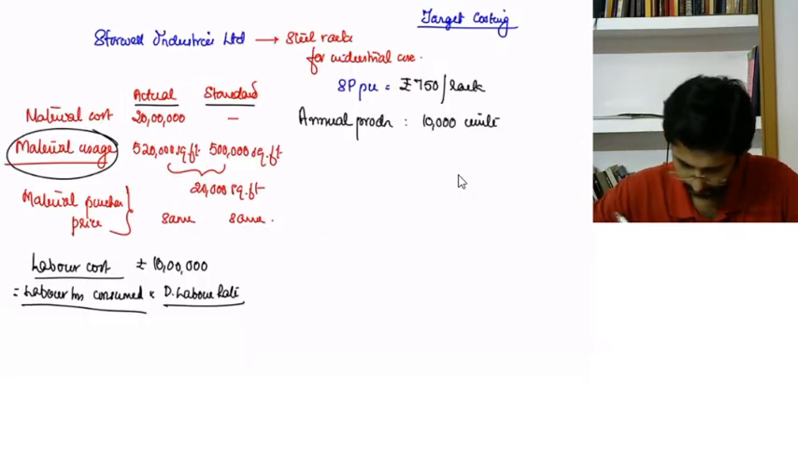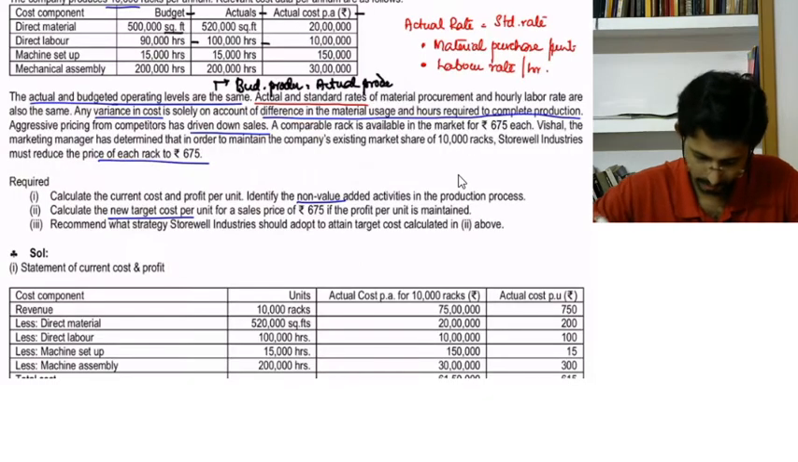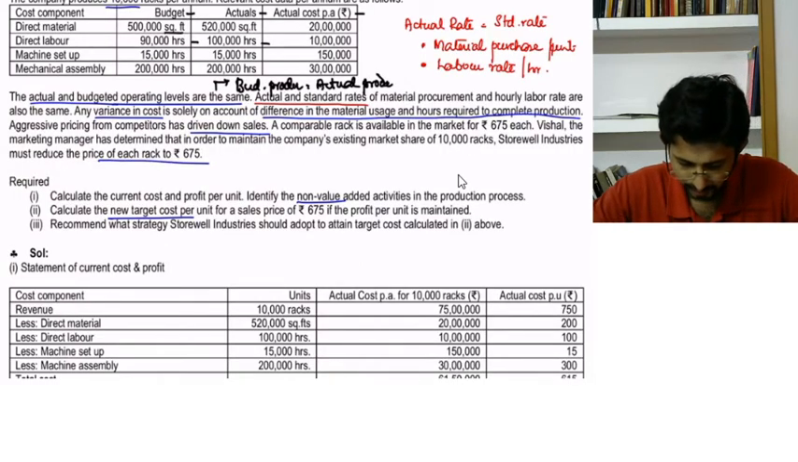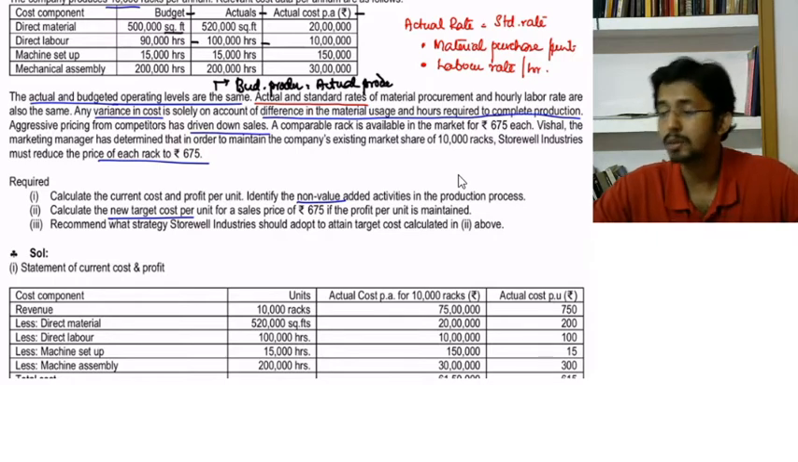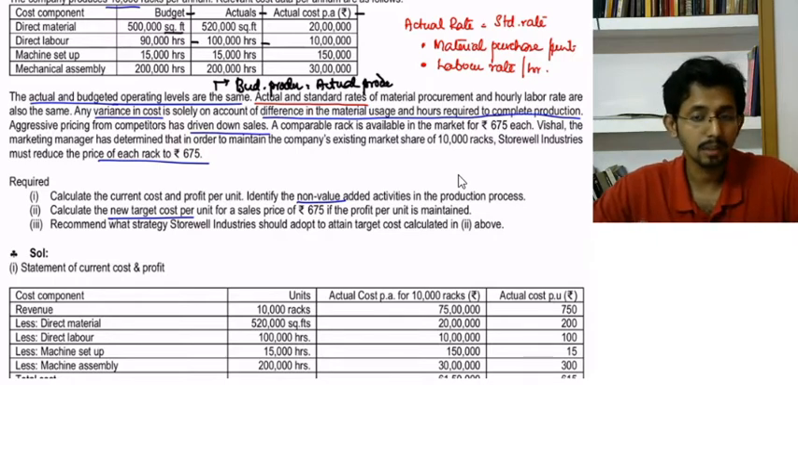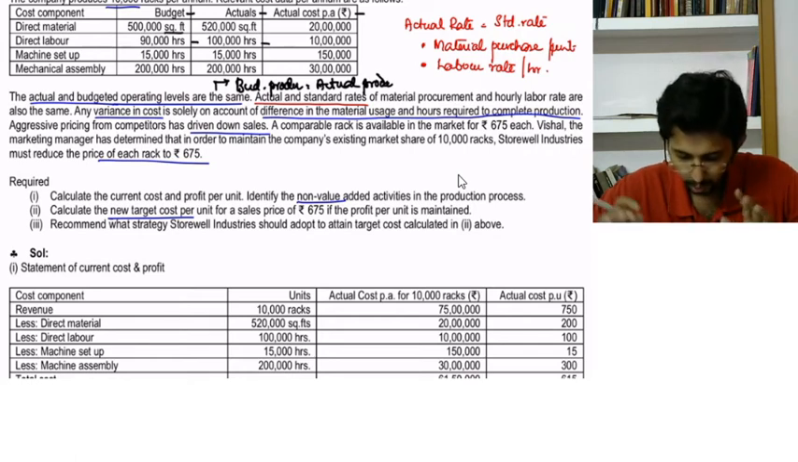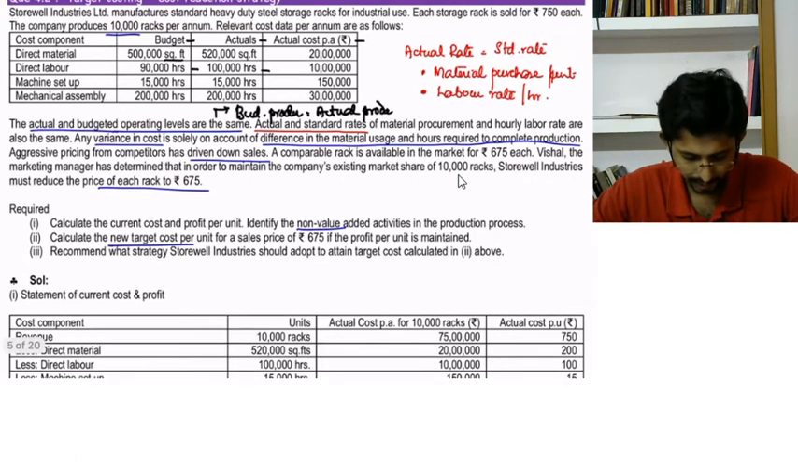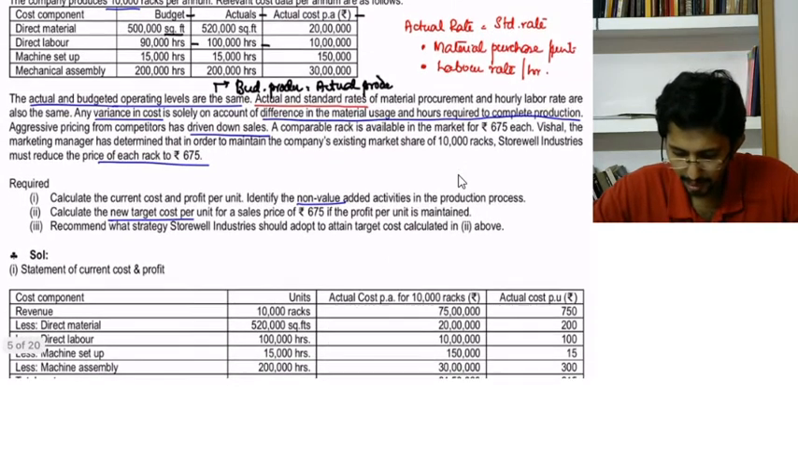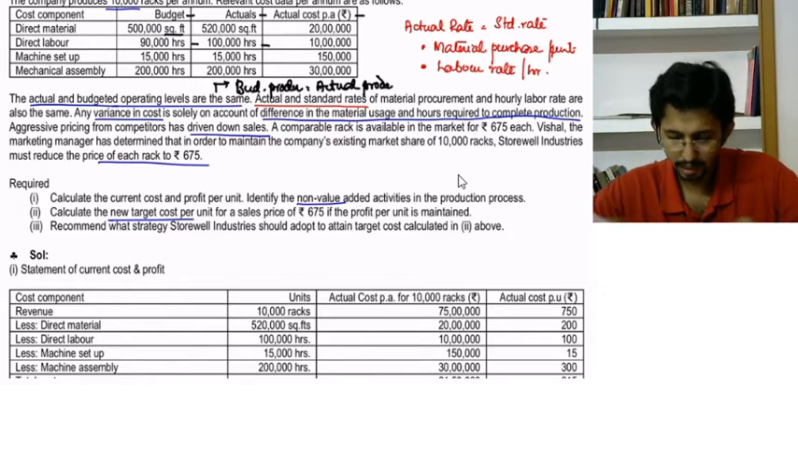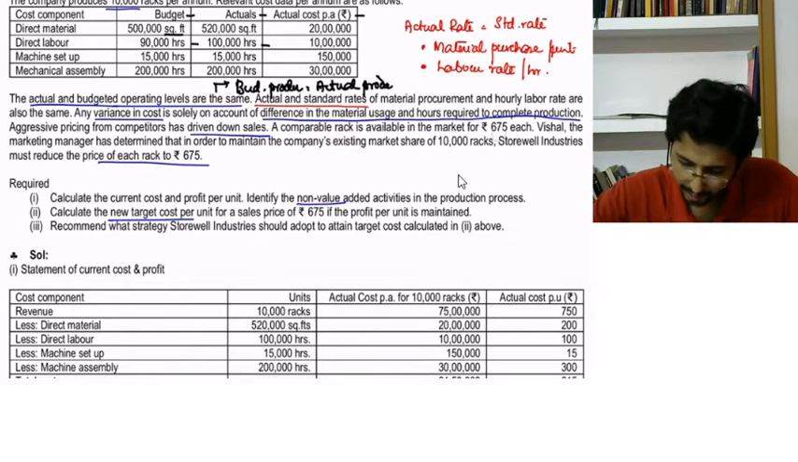Okay, now this is okay. Then any variance in cost is only on account of difference in material usage and hours required to complete the production. Aggressive pricing from competitors has driven the sales down. Now competitors are pricing the competitive goods in a competitive manner, so the sales of the company is coming down. A comparable rack is available in the market for rupees 675 each. Okay. Now here this rack is sold at what rate?